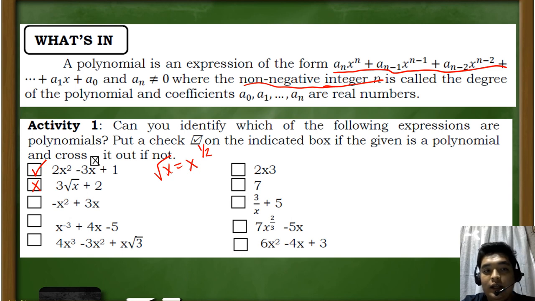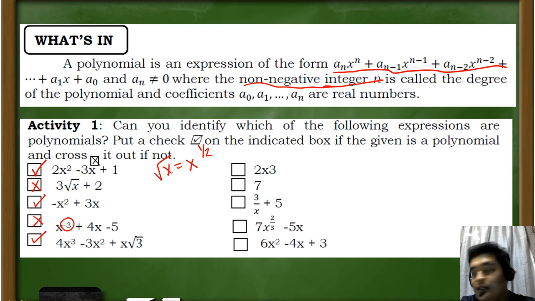How about negative x squared plus 3x? Of course, that is correct. The fourth one, x to the power of negative 3 plus 4x minus 5. Of course, this is not a polynomial. Again, the exponent is negative, not a non-negative integer. How about number 5, 4x cubed minus 3x squared plus x square root of 3? Of course, this is a polynomial.